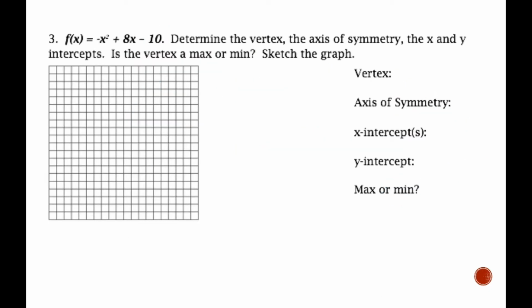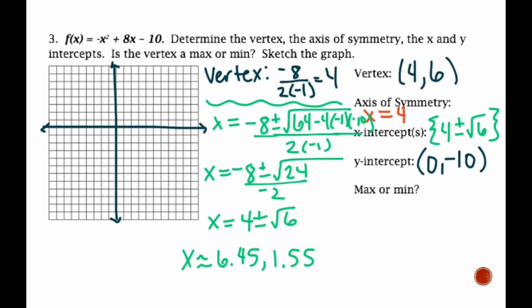Okay, number 3, you should pause the video and go ahead and work through all of these parts of it, and then start the video again and I'll have all of the answers up. Okay, so the vertex is going to be 4, 6. The y-intercept is 0, negative 10. The axis of symmetry is x equals 4. The two x-intercepts, 4 plus or minus the square root of 6, I went ahead and put the decimal approximations. I'm not going to put those where I'm asking for the answers, though. But that's something we need to do for when we graph it.